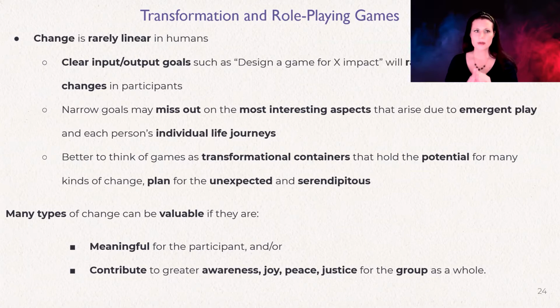So if we have super narrow goals, we may actually miss out on the most interesting aspects that arise. And these things arise often not from what we plan as designers or facilitators, but through emergent play, through what the players bring to the table. And also each person's individual life journey and how that game is connecting with them at that particular time. And so we think that it's better to think of games as these transformational containers that hold the potential for many different kinds of change. So in other words, we may have very specific goals that we're going for, but we should plan for the unexpected and the serendipitous. So the things that couldn't have been predicted.